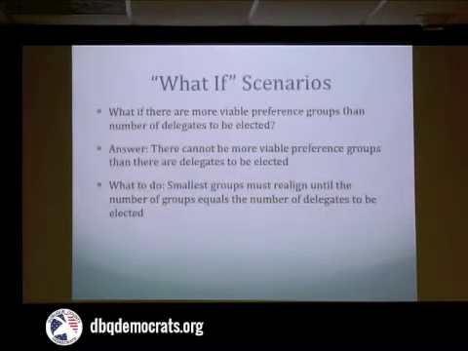There are a couple of what-if scenarios, and I referenced this earlier, so I'll go through what it would look like. What if there are more viable preference groups than the number of delegates to be elected? The answer in that situation is that there cannot be, and the smallest group would at that point be told they would need to realign, or they would need to absorb other groups until the number of groups equals the number of delegates to be elected.